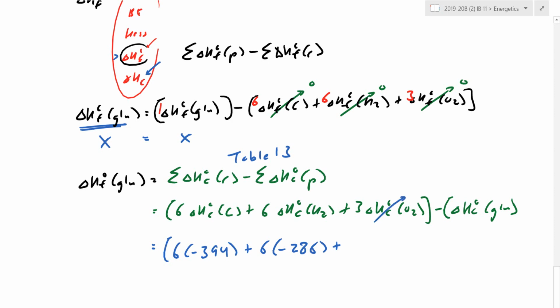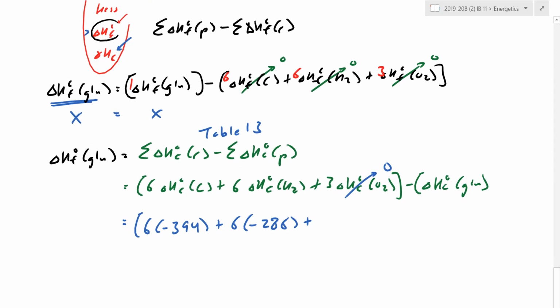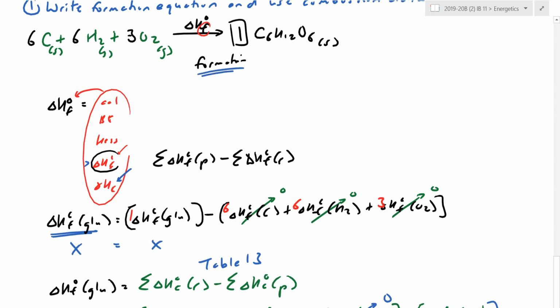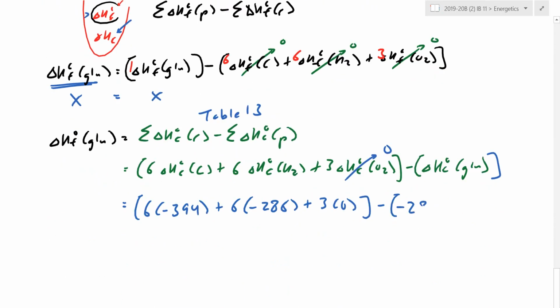Plus this one here is actually going to be 0. We talked about oxygen doesn't burn, so 3 times 0 is still going to be 0. We minus off the heat of combustion for glucose. I was interested in finding the formation of glucose. I didn't have that number, but I do have the burning number on table 13. This was negative 2803, and this one here gives us the value that we want. The big equation, which happened to be formation this time: 6 times 394 plus 6 times negative 286 plus 2803, I'm getting negative 1277. Again, units are going to be kilojoules per mole.